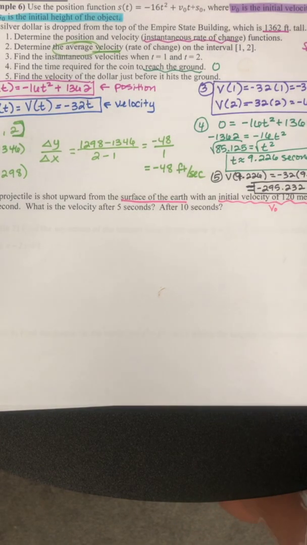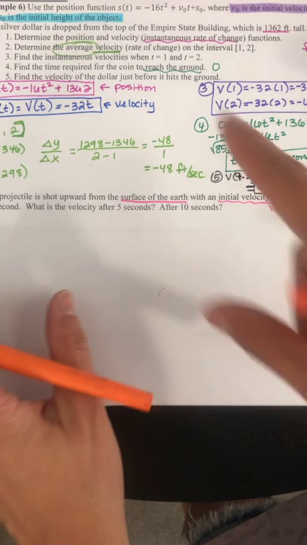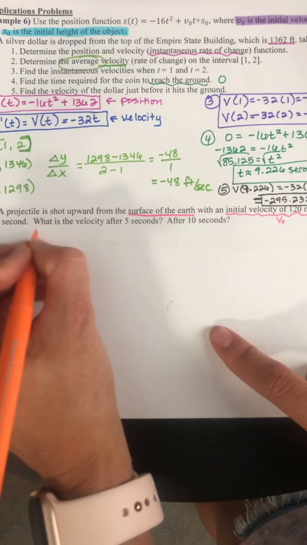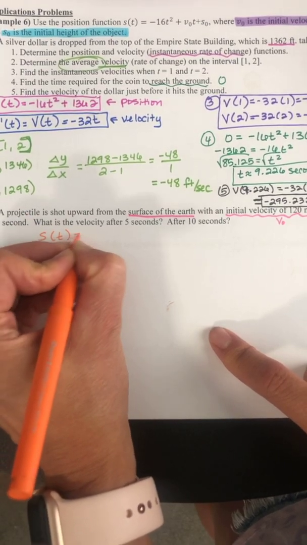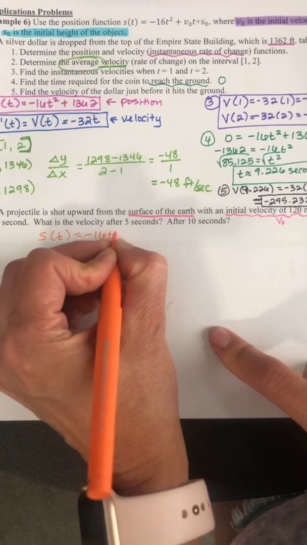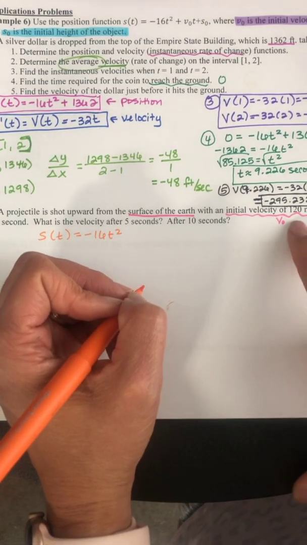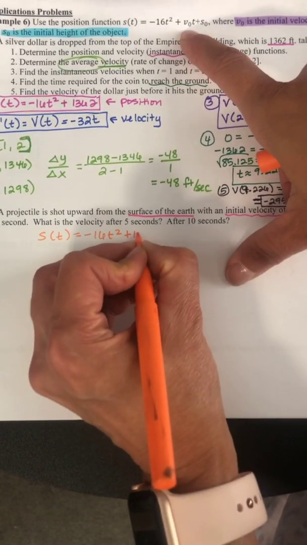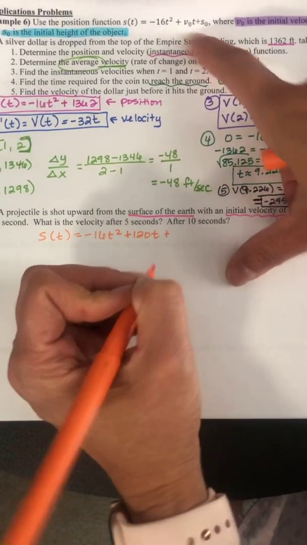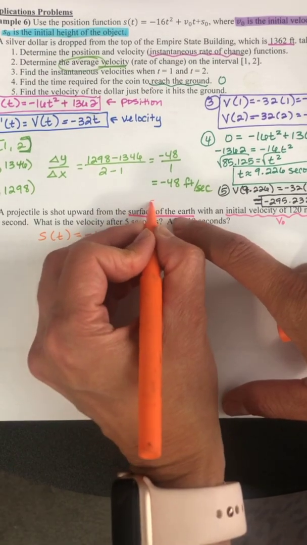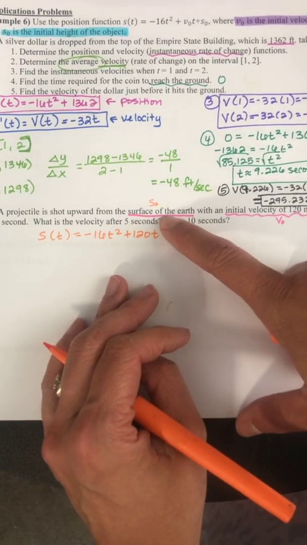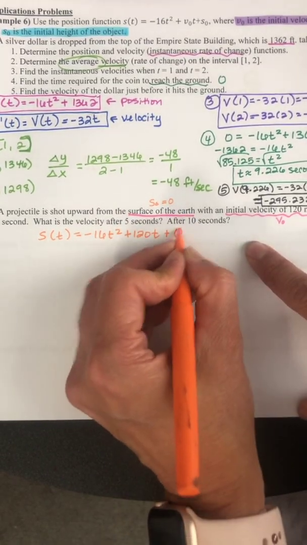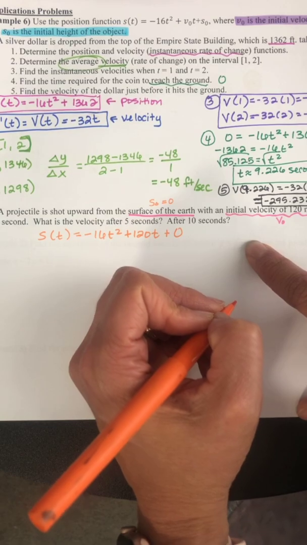Okay, let's find it. So we have to use our position function. The position function was given up here. And so we'll have s of t equals negative 16t squared. We have an initial velocity of 120. So when I plug it in up here, it'll be 120t plus the initial height. This is our s naught. So if the initial height is from the surface of the Earth, that means the initial height is 0. So plus 0.